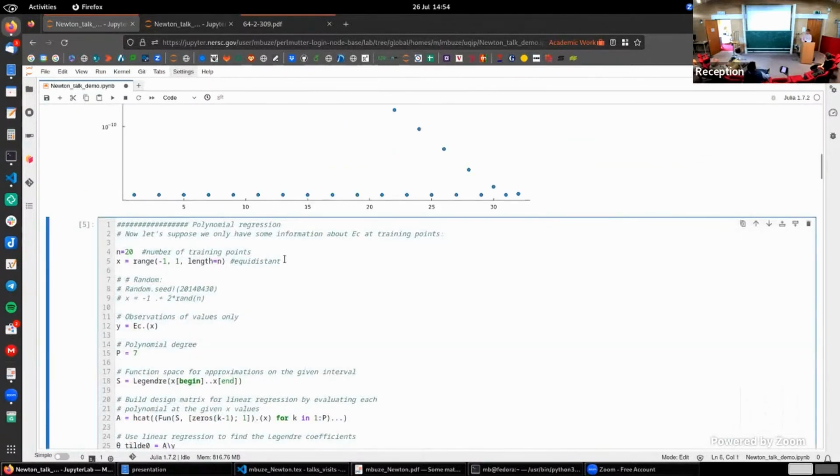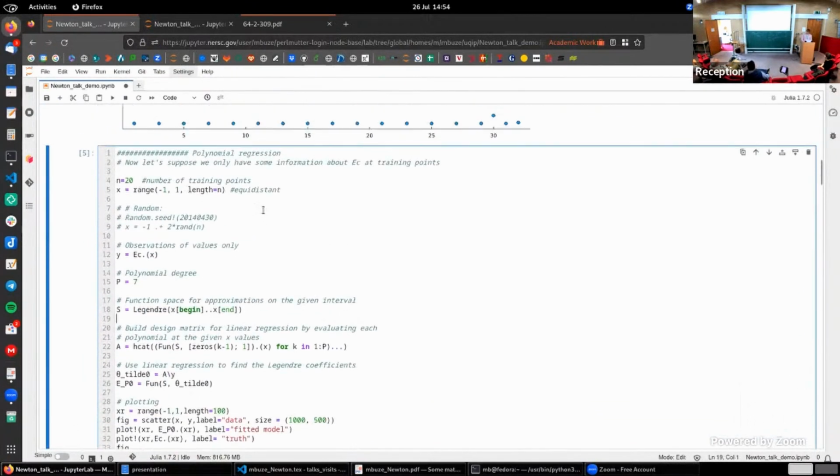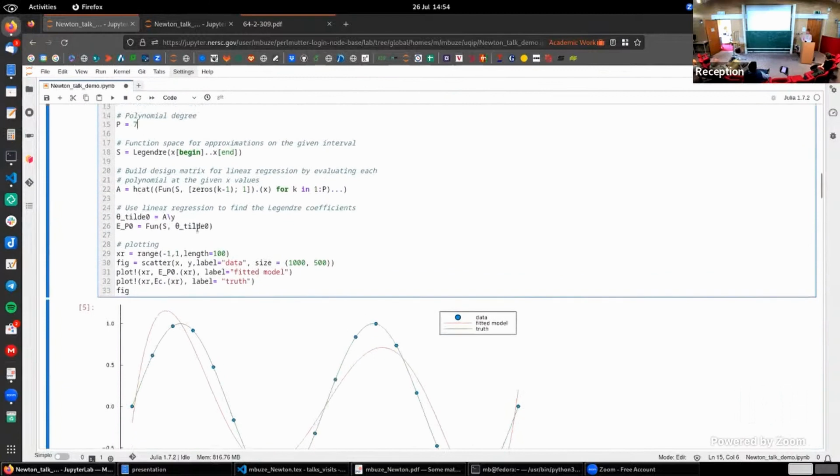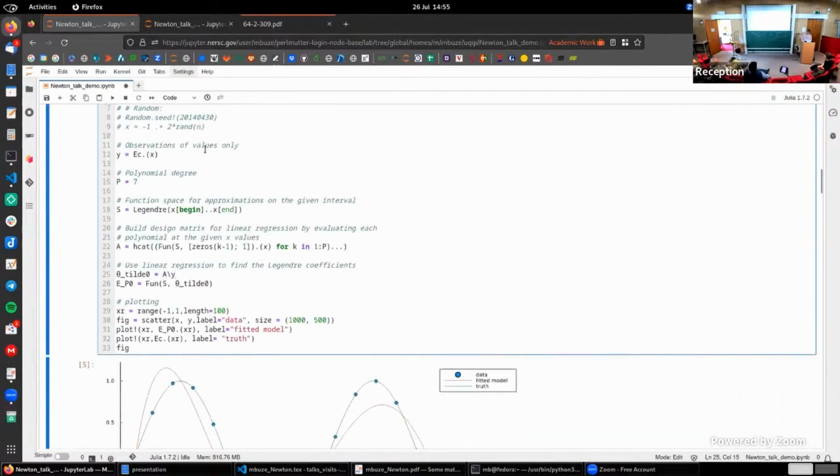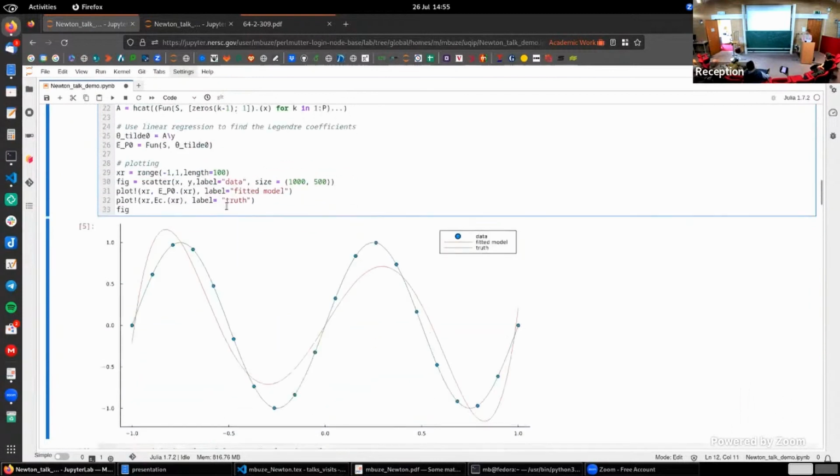And then you can do this fitting to data as well quite quickly. For instance, if you want, based on 20 training points, to fit a polynomial of degree 7, very easy linear regression lets you do that. You can plot it quickly. It's all in the Jupyter Notebook. So for instance, you see that here I don't supply the derivatives, I just supply function evaluations. And the truth is in green, and I get this best fit.